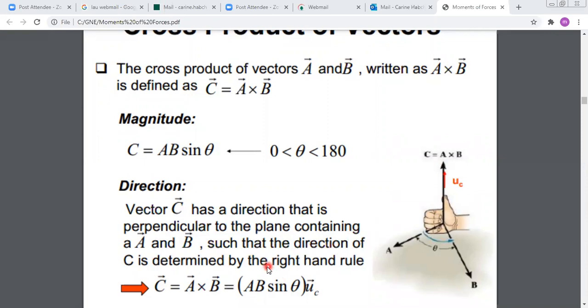This is why we can write vector C as AB sine theta, which is the magnitude, times the unit vector of C, where the unit vector is directed along the perpendicular to the plane formed by vectors A and B.